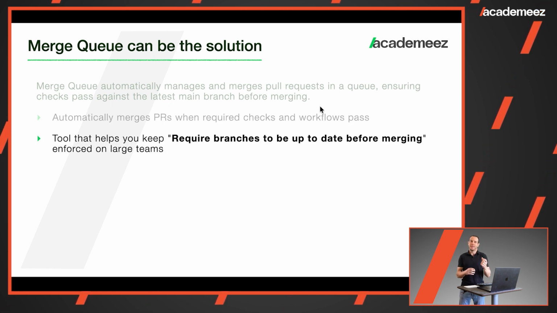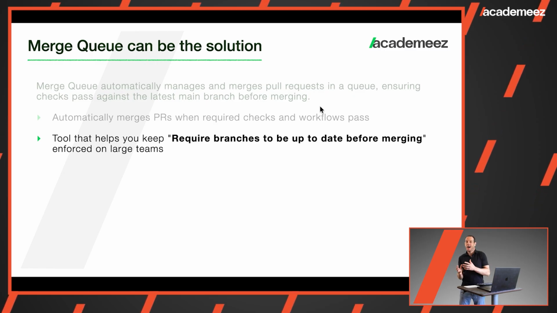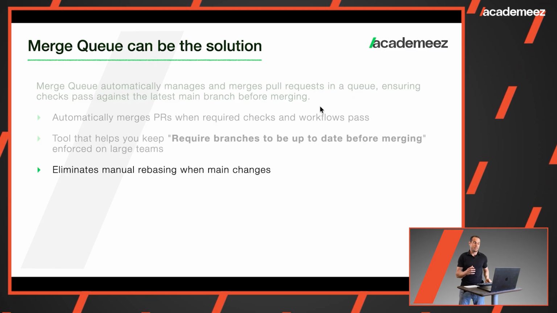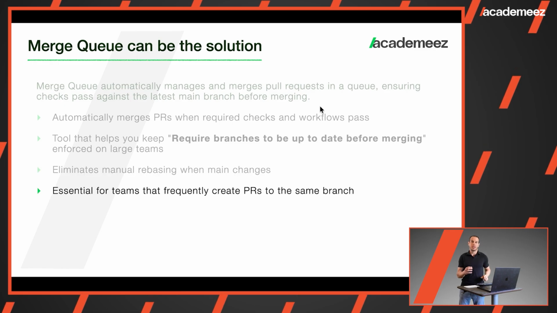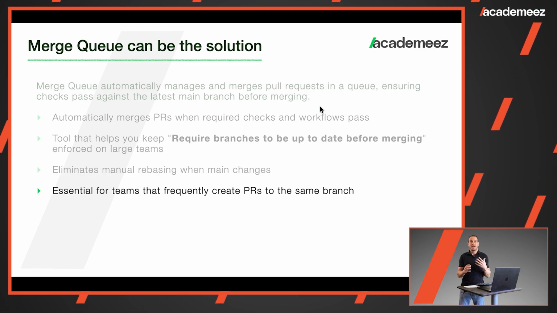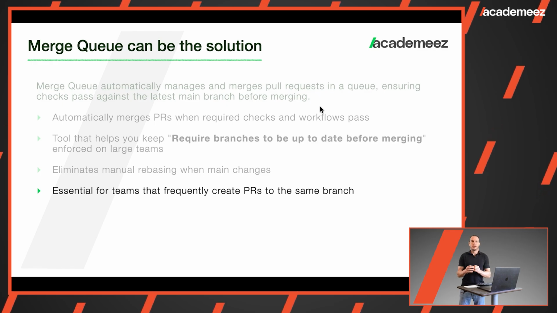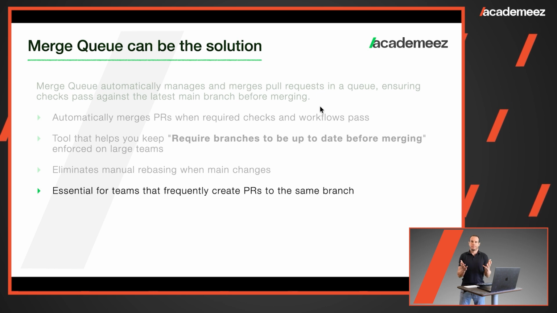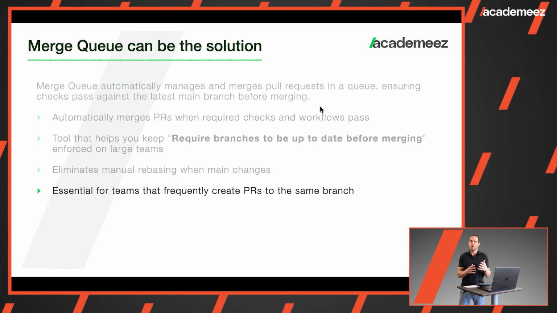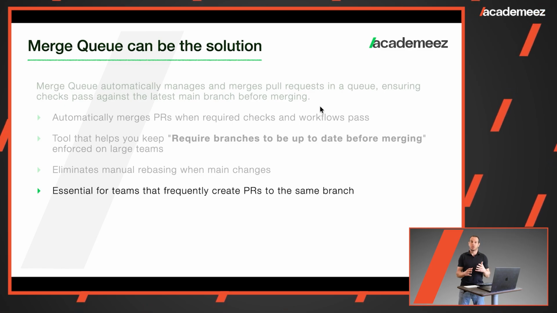And it helps you keep that flag, require branches to be up to date before merging, while not having to babysit your PR. So it eliminates that manual rebasing that you have to do yourself whenever another developer is pushing his code to the main branch. And it's a really essential tool if you have a team of developers trying to merge their code to the same branch, which is often the case where many developers are working on the same code base. So it's really an essential tool.